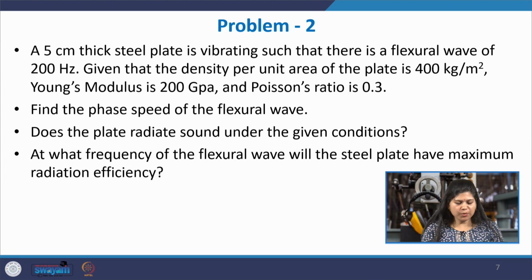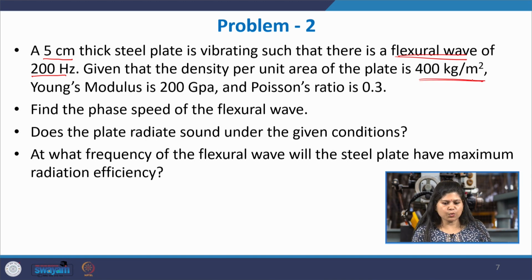Now, in this problem, what is asked? We have a 5 centimeter thick steel plate. Let us underline and see what values are given to us. The plate is vibrating such that we have a flexural wave in it, at 200 hertz frequency. The density per unit area, rho s, is given as 400 kg per meter square. The Young's modulus is given to us, and Poisson's ratio is given to us.